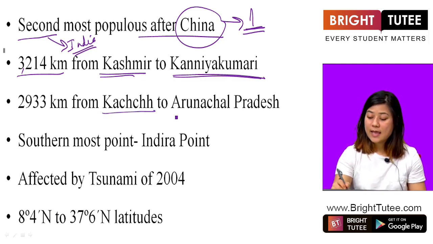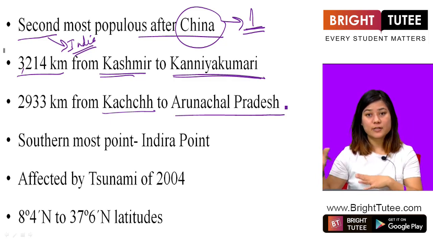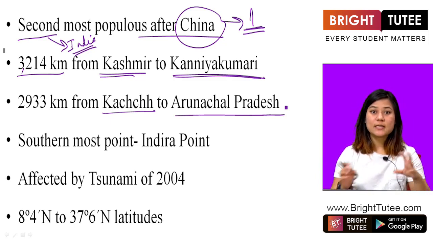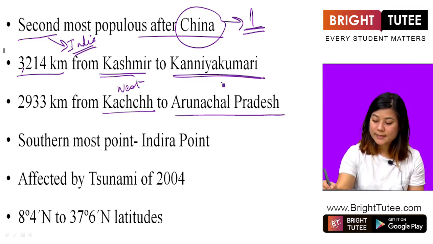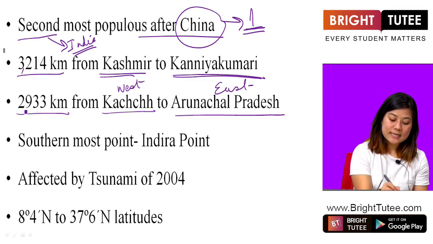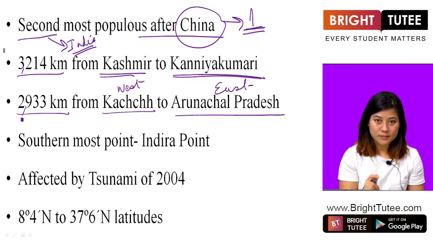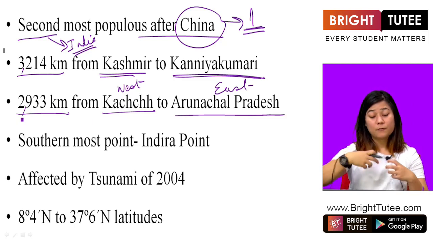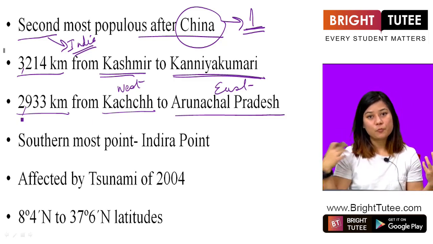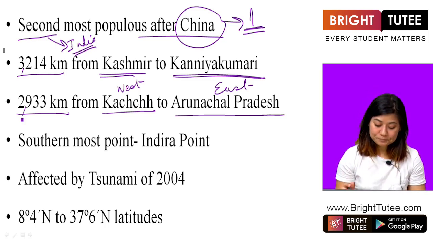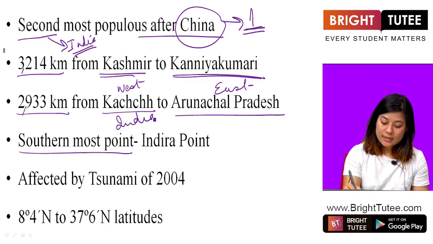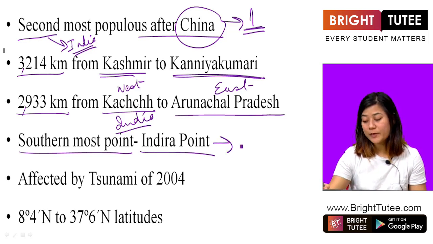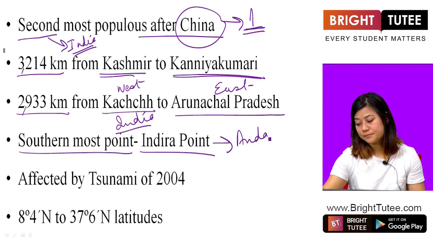In a similar manner, if we look from west to east, in the west we have Kutch, which is in Gujarat, and in the east we look at Arunachal Pradesh. Now, the distance that it stretches from west to east is 2,933 km. So, you can see the stretch from north to south, and from east to west, is also very large. The southernmost tip or point of India is called Indira Point. Now, Indira Point is in the Andaman and Nicobar Islands.